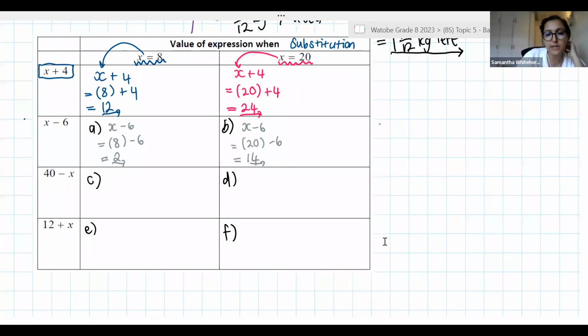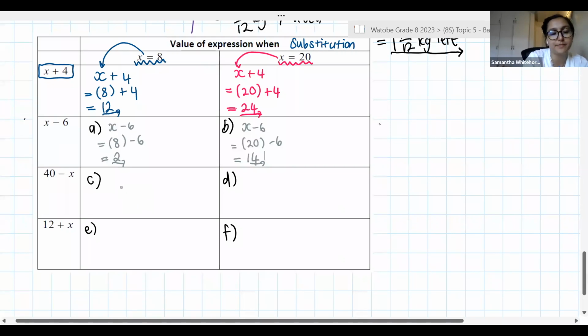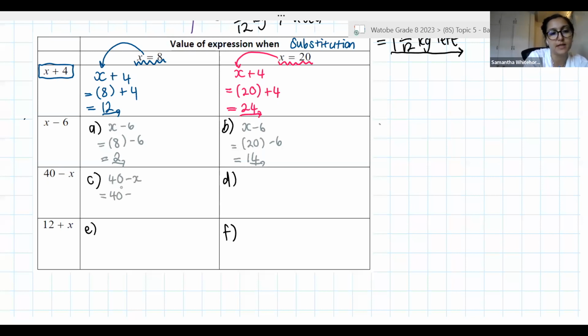Keisha, C. Hi, ma'am. Ma'am, I said 40 minus 8, which is 32. Excellent. So 40 minus 8, we're subtracting the 8 here, so the value should get smaller than 40, and so we get 32. Very nice.